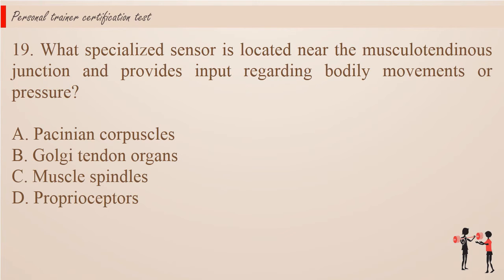Question 19. What specialized sensor is located near the musculotendinous junction and provides input regarding bodily movements or pressure? A. Pacinian corpuscles. B. Golgi tendon organs. C. Muscle spindles. D. Proprioceptors.